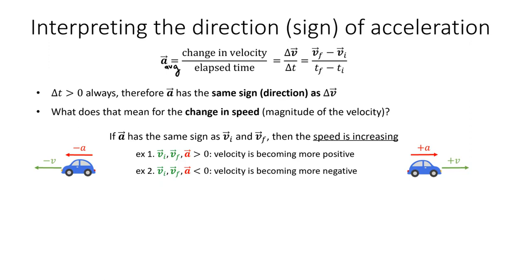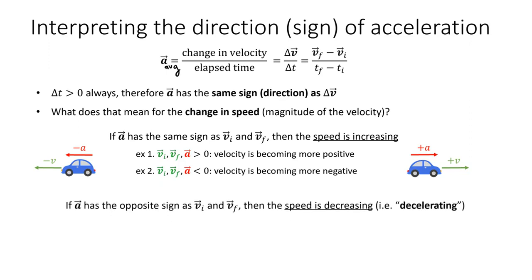All right, let's look at the second case here. This would be if our acceleration has the opposite sign compared to the initial and final velocities. In that case, we expect that the speed will be decreasing, which in other words would mean the car is slowing down in a particular direction. Colloquially, you would say that this means that the car is decelerating.